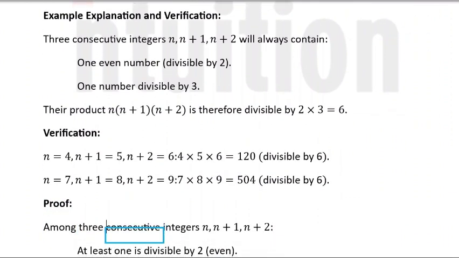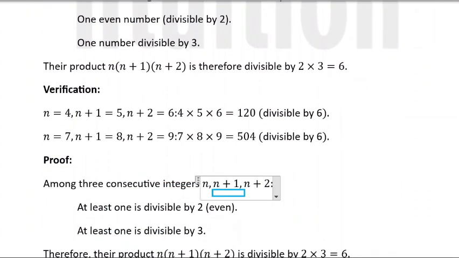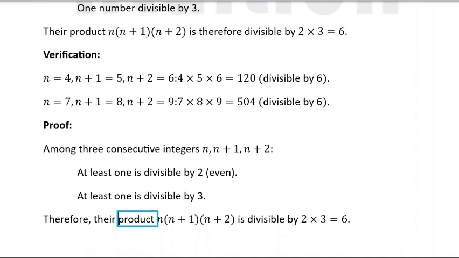Proof. Among three consecutive integers n, n plus 1, n plus 2, at least one is divisible by 2, even. At least one is divisible by 3. Therefore, their product n(n+1)(n+2) is divisible by 2 times 3 equals 6.